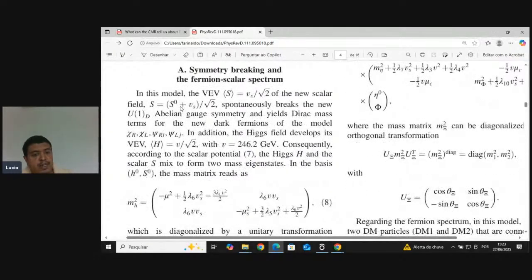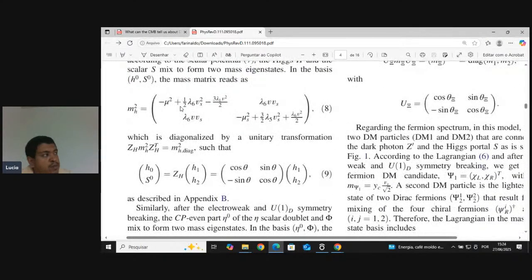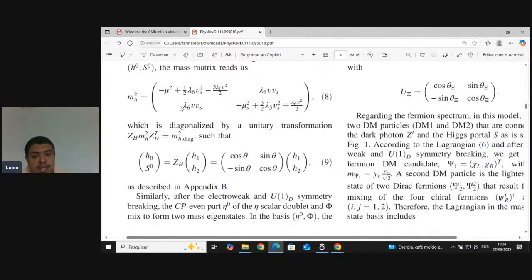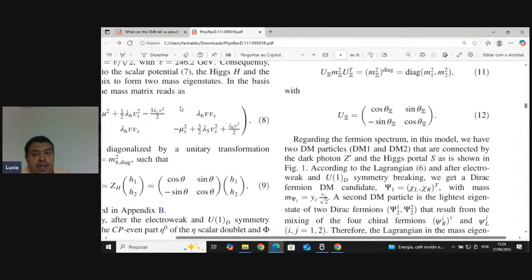study briefly the mass spectrum of the model. We have the Higgs doublet of the standard model and the extra field that is responsible for the spontaneous symmetry breaking of the new U(1) dark symmetry. Then we have two Higgses that are going to mix, and when we diagonalize this matrix, we obtain two physical mass eigenstates. One of them is the Higgs of the standard model, and the second one is a new dark Higgs that will be unstable because it can decay into right-handed neutrinos.